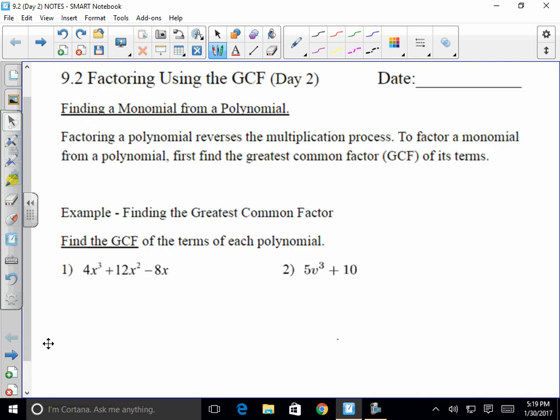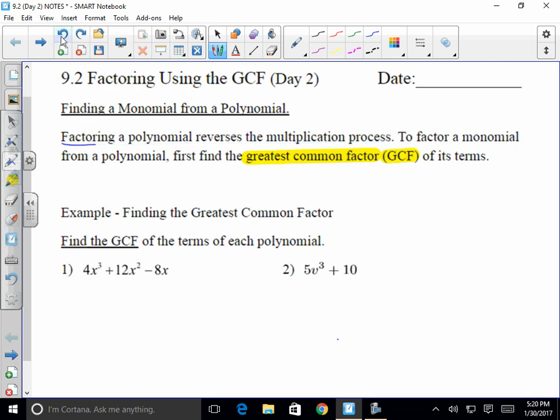All right, this is 9.2 notes, day 2, and this is going to be video number 1 out of 2 videos. For this video, we are looking at finding the GCF, which is also called the greatest common factor, of a polynomial. So we are going to look at how to find the GCF, and in the next video we're going to talk about factoring. Okay, so first let's just look at finding the GCF, and then we'll talk about factoring in the next video.